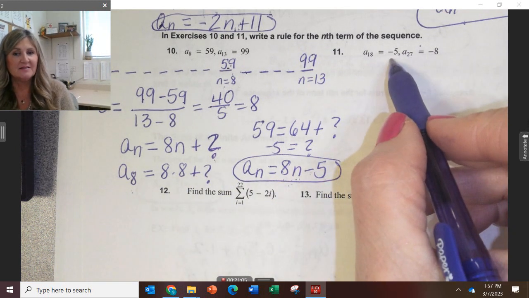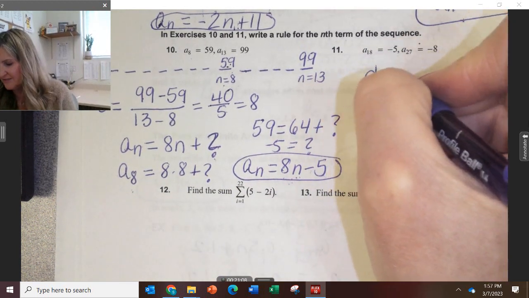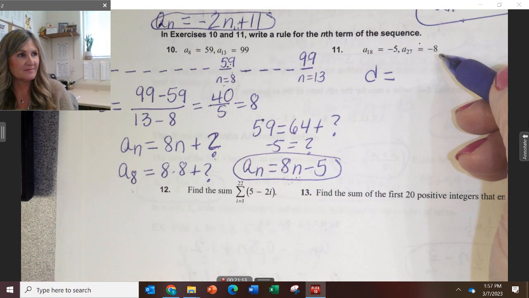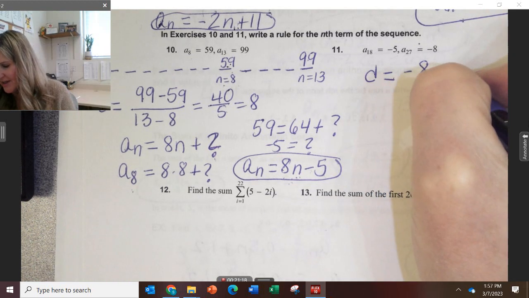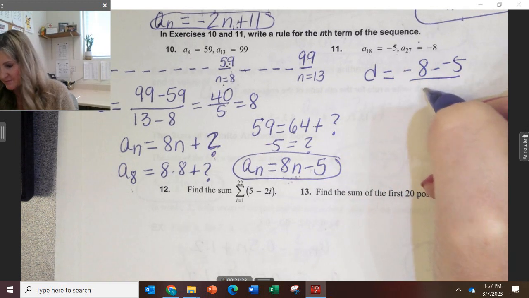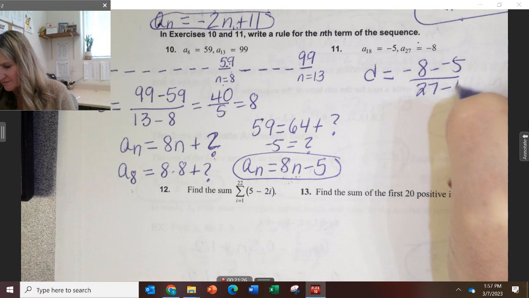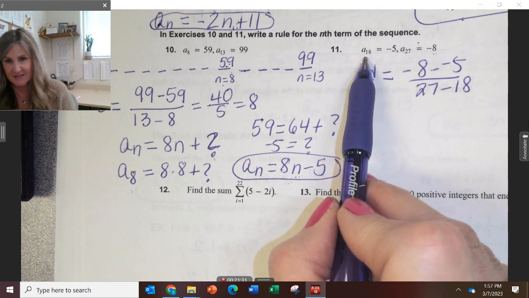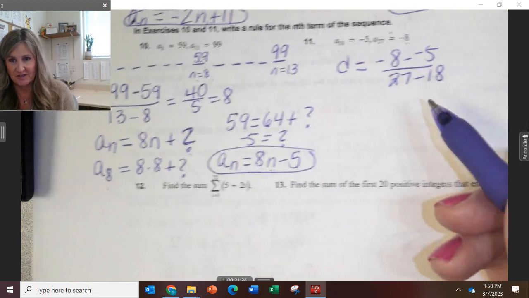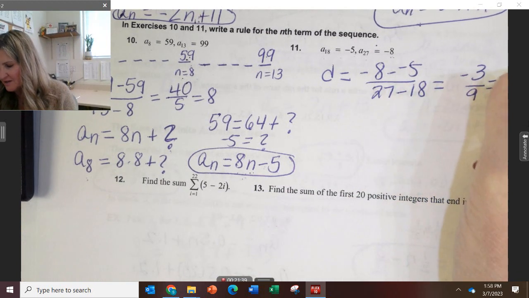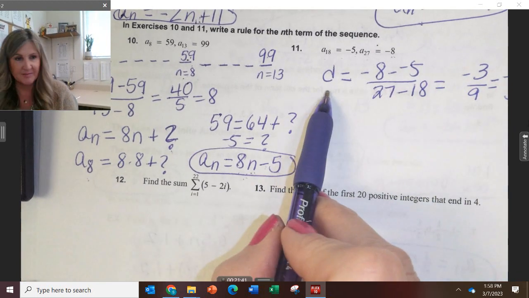All right, guys. Tell me how we find the difference on this one. What do I do? Good. -8 minus -5 over what? Good. So I have to do y2 minus y1, x2 minus x1. Basically just finding rate of change. So I'm going to get -3 over 9. So -1/3 is going to be the difference.